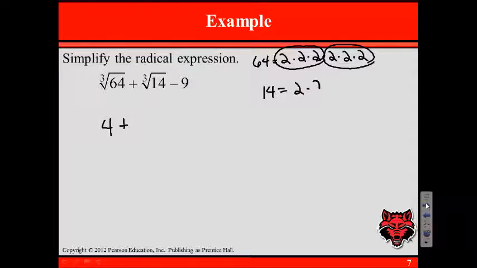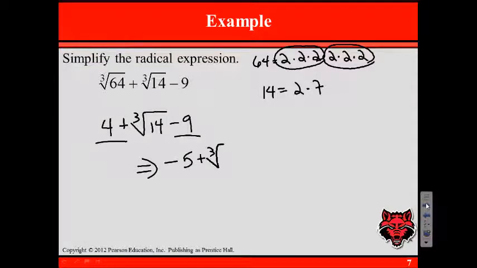14 is 2 times 7. So while it does have a prime factorization, we don't have identical groups of 3 factors that we can pull out. So this remains the cube root of 14 minus 9. We combine like terms, which in this case will be the 4 and the negative 9, and that becomes negative 5 plus cube root of 14.